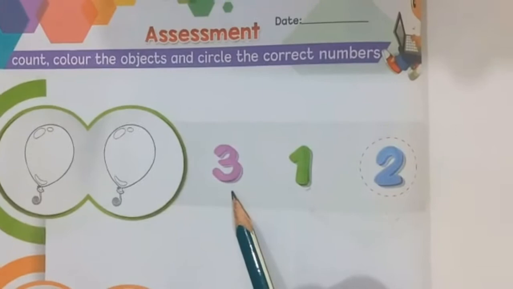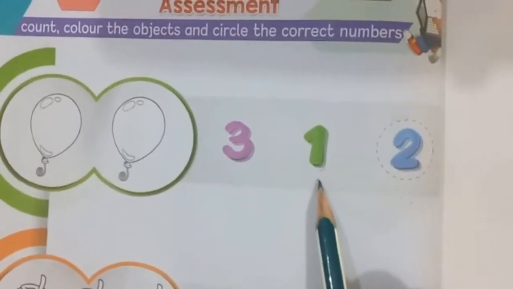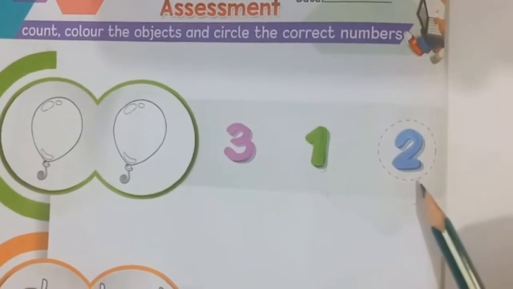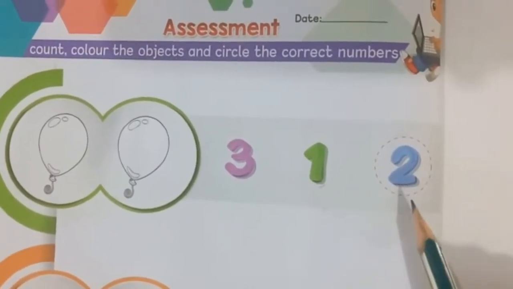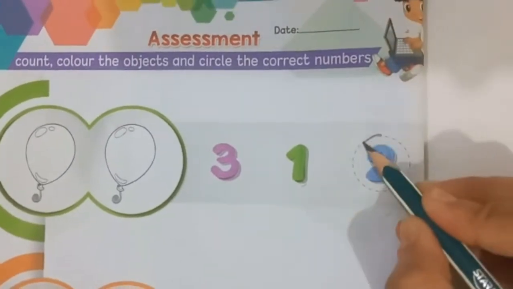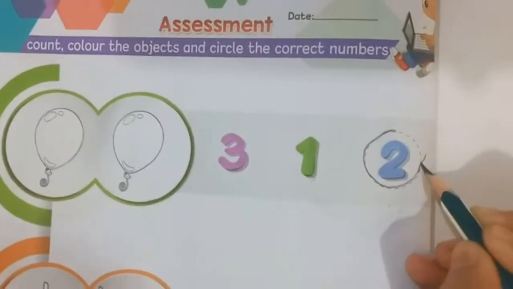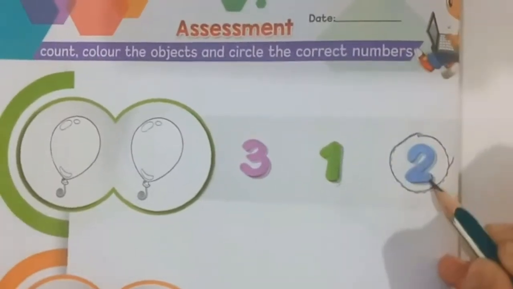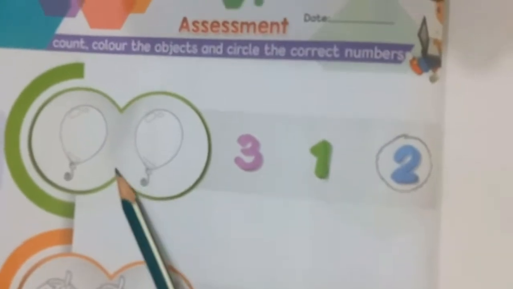This is number 2? No. This is number 2? No. This is number 2? Yes. This is number 2. We circle the number 2. Good. 2 balloons.